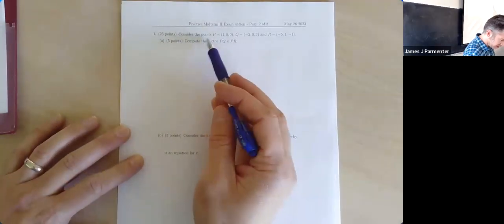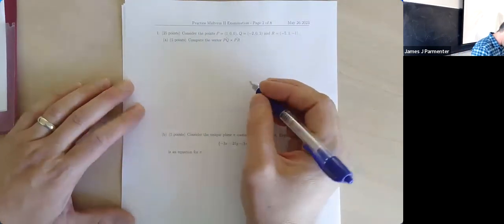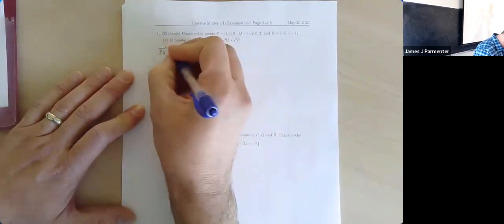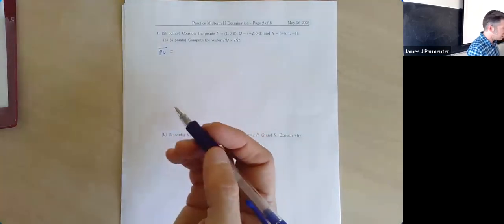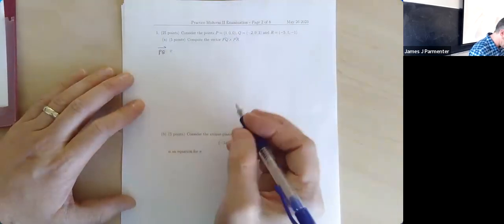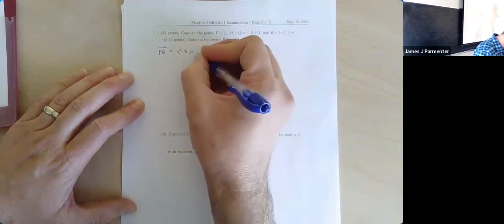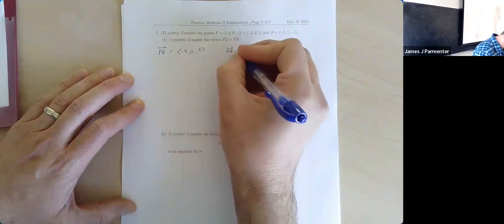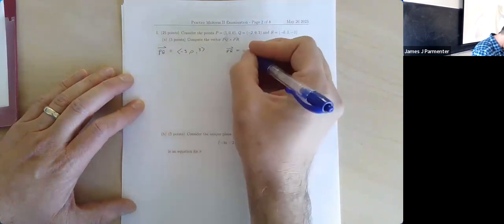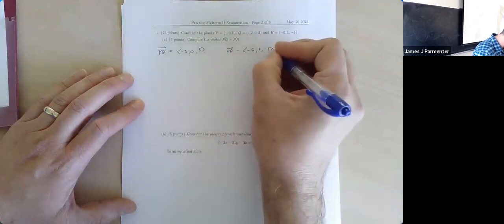First question here, consider these points, compute these two vectors and their cross product. So let's see. I'm going to find PQ first. PQ is just Q minus P. I don't know how much work you need to show here. I probably wouldn't show the subtraction. I would probably say, I know that -2 minus 1 is -3, and 0 minus 0 is 0, and 3 minus 0 is 3. In a similar way, PR is going to be R minus P, so -5 minus 1 is -6, 1 minus 0 is 1, -1 minus 0 is -1. But you can show a little more work there if you feel like you need to.